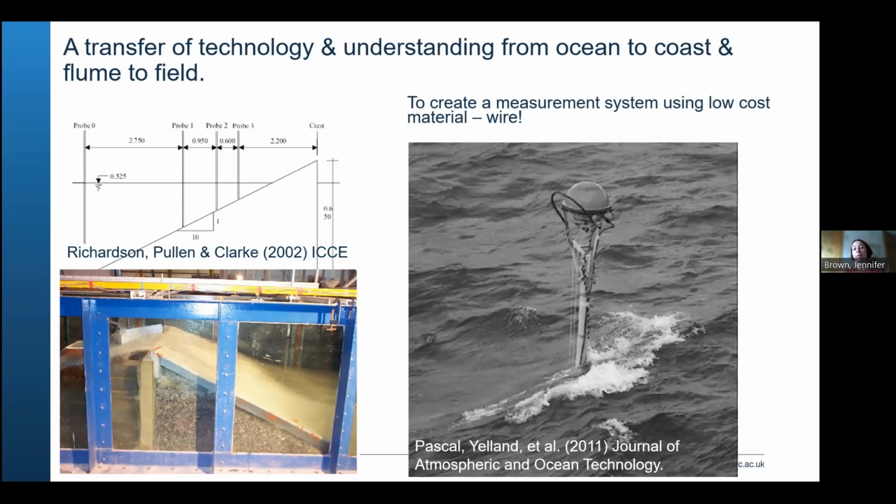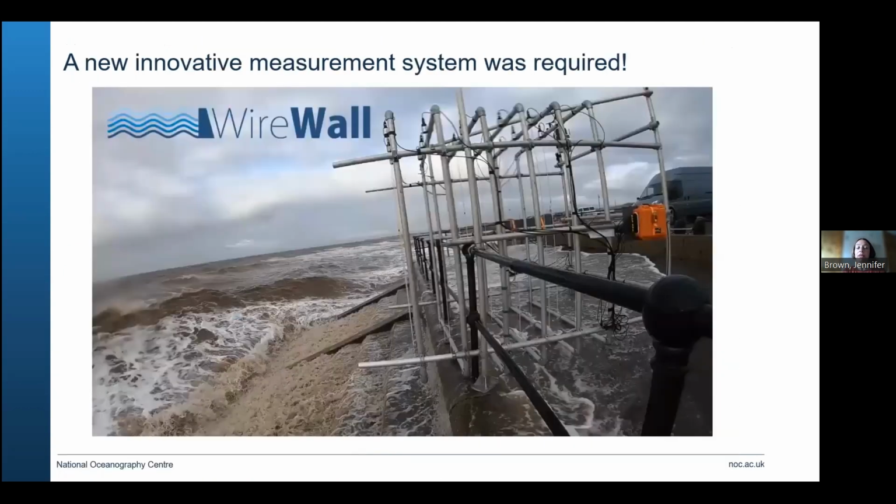At the same time, we have a team that work in the open ocean collecting air-sea flux information, and they collect data about breaking waves at sea. And they use spar buoys, which is shown in the photo, with capacitance wires on them to measure these breaking wave processes. So we thought we could put these capacitance wires onto a scaffolding rig and start measuring the dense wave spray at the coast. And the system we came up with is called Wirewall.